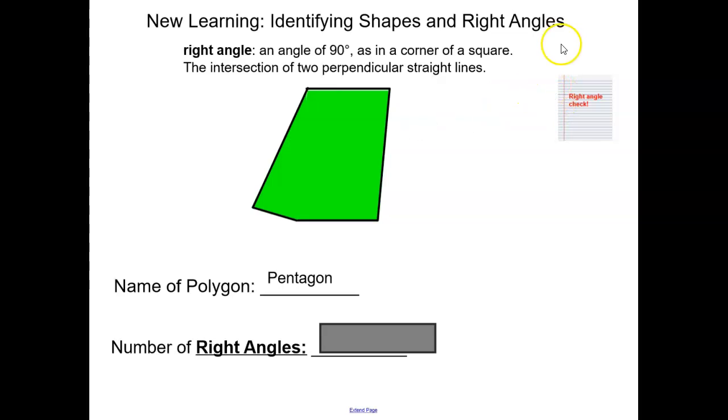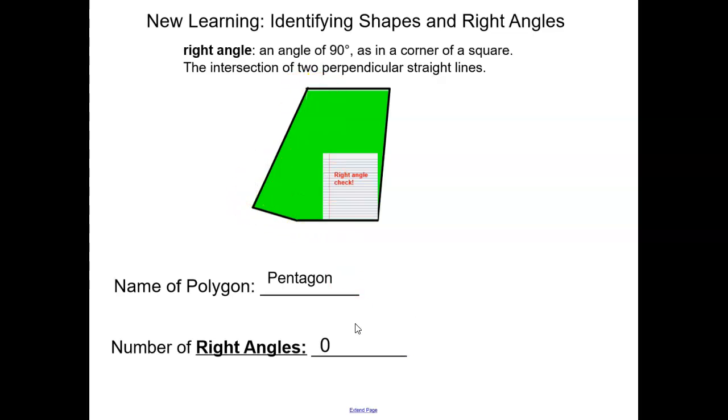Remember, you can use your right angle check, which is a piece of paper, to determine whether or not the corners are right angles. So as I use my right angle check, I notice it does not fit perfectly. So even though that angle looks close to a right angle, I know it's not a right angle because I know the lines have to be perpendicular. Same with this angle. It's close, but you'll notice the lines do not fit perfectly on this pentagon. So this pentagon actually has 0 right angles.